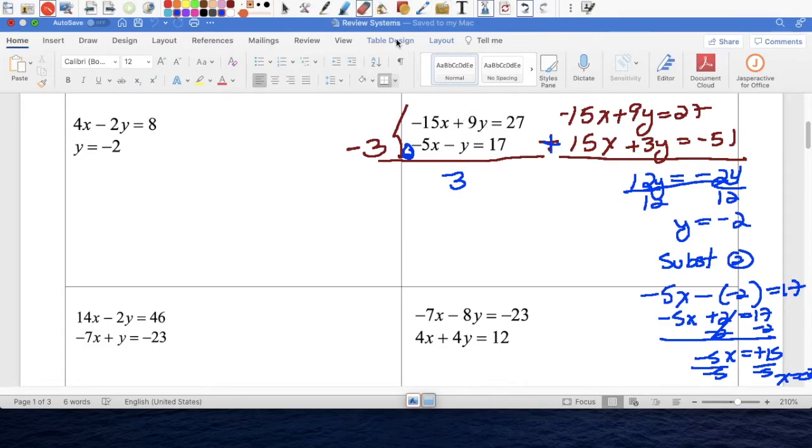So our point of intersection is negative 3, negative 2. Let me write that a little better. Negative 3, comma, negative 2. So that's our point of intersection, our solution. Let's see if this point satisfies both equations. Let's do our check.